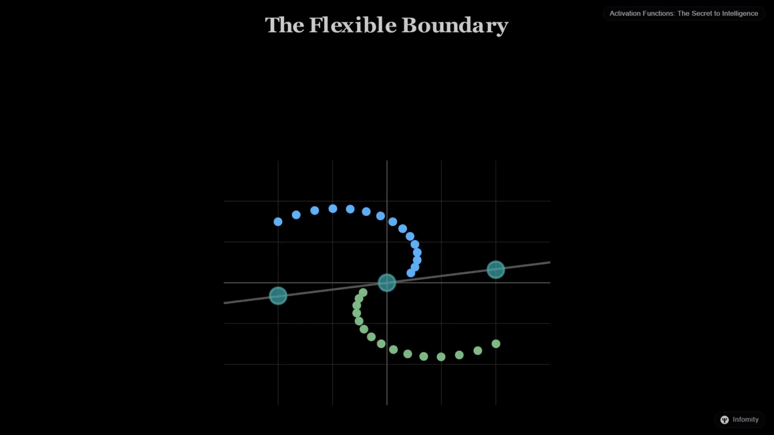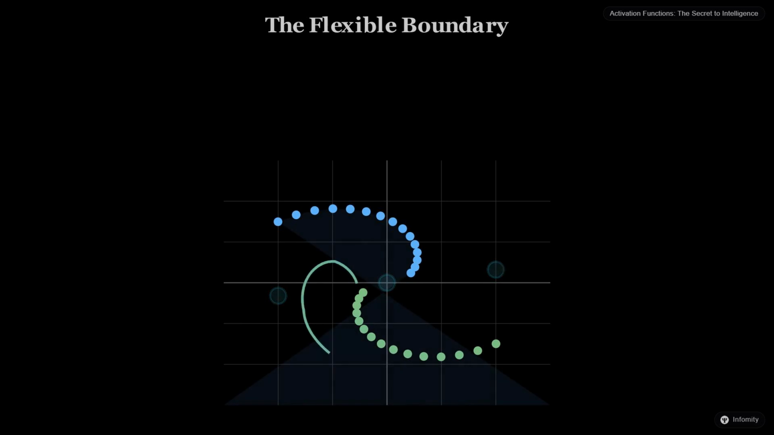Now, look what happens when we add our clay segments. Every time the signal passes through an activation function, the line has a chance to pivot and bend. By stacking many of these flexible joints, the network can wrap itself around the data in incredibly intricate ways.